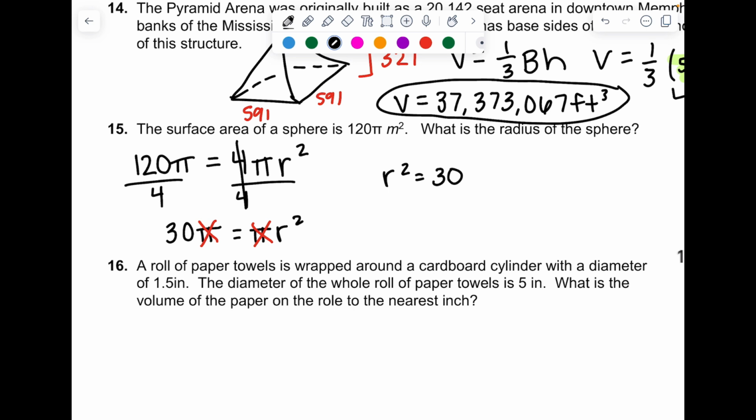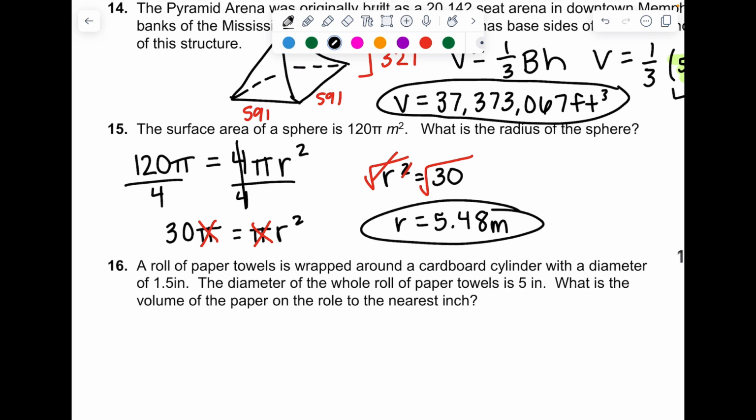To get rid of a square, we do the square root of both sides, and those will cancel. And the square root of 30 is roughly 5.48. And then we're finding the radius, which is just a length, so we're going to put 5.48 meters.